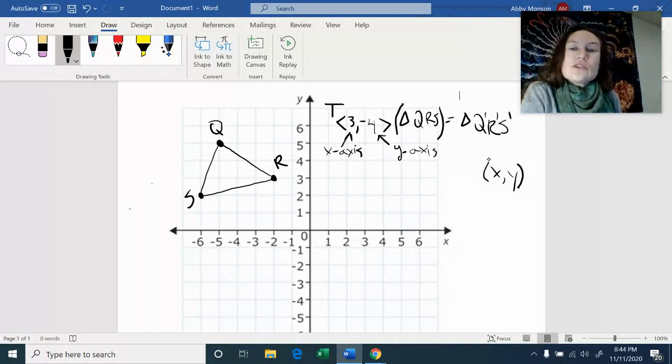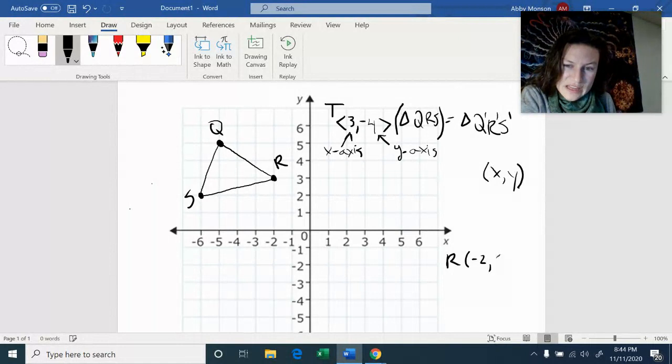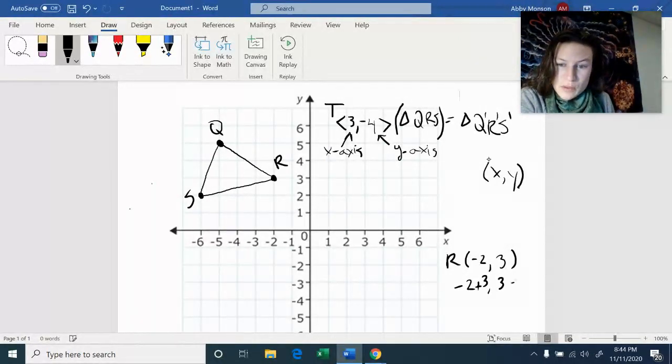Now, you could do all that business where you find the coordinates, say, okay, I see point R, I know point R is at -2, 3, and what I can do is add 3 to my x coordinate and then subtract 4 from my y coordinate, and I get this new thing, 1, -1. That's going to be my R prime, right?